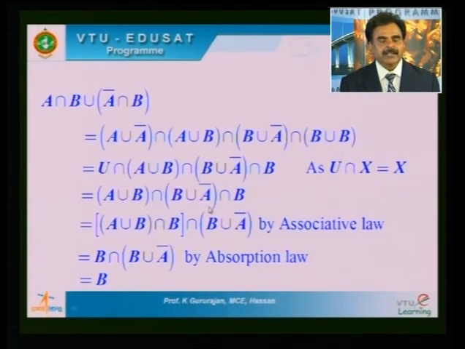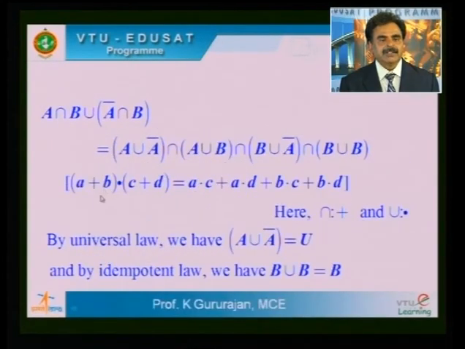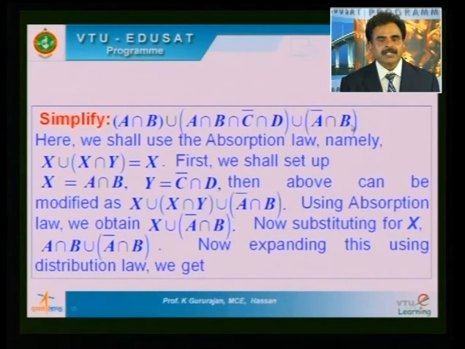I can simplify it in the next step by using the associative law. What will I do? I bring this B here. So it becomes A union B intersection B intersection of B union A complement. This is by using the associative law. So it becomes B intersection B union A complement. Once again, invoking the absorption law, B intersection B union A complement is actually B. So the expression with which we started is actually equal to B.